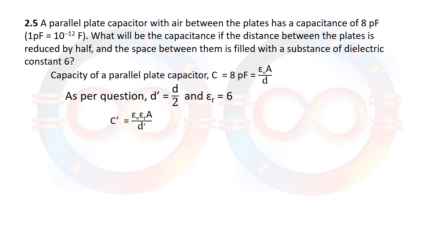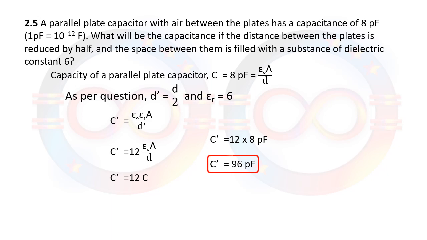Once we put this dielectric material, the new capacitance would be epsilon naught into epsilon r A upon d dash. You put the value of d dash as well, and epsilon r as 6, it will be 12 epsilon naught A upon d. It means it is going to be 12 times its initial value of capacitance, and the initial value of capacitance is nothing but 8 picofarad. If we multiply, it will be 96 picofarad. It is increasing by 12 times.